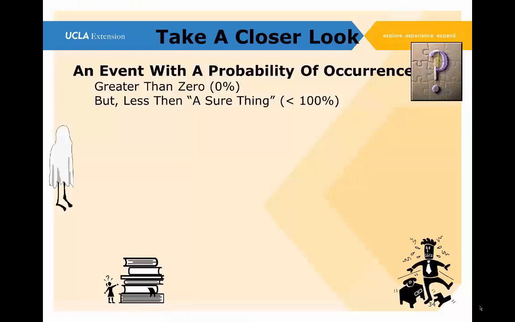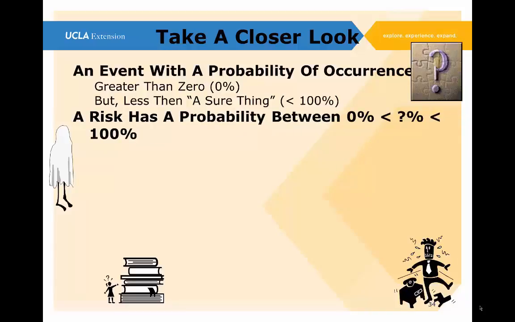All right? So let's take a closer look now, and let's take a look at a risk. I did mention this briefly last time, but I didn't have a slide. A risk is an event with a probability of occurrence. In other words, it's going to be greater than zero, but less than a sure thing, less than 100%. So a risk has a probability between 0 and 100%. It's not 0 and it's not 100%. It could be 0.5%, it could be 99.9%, but it can't be 0% and it can't be 100%.